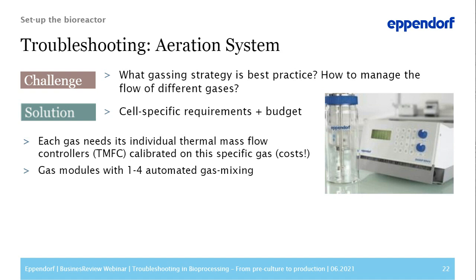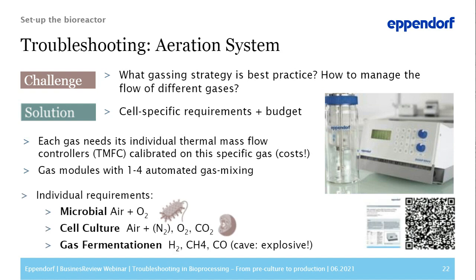So for example, for a typical aerobic microbial culture, we often require air and oxygen for DO control. And for cell culture operations, we typically use air and oxygen, as well as optionally nitrogen, to control DO. But we then also use carbon dioxide to control the pH. For certain gas fermentations, you may need to use explosive gases like hydrogen, methane, etc. So whether to use 3 or 4 gas controls can depend on the cell line as well as the budget restrictions.